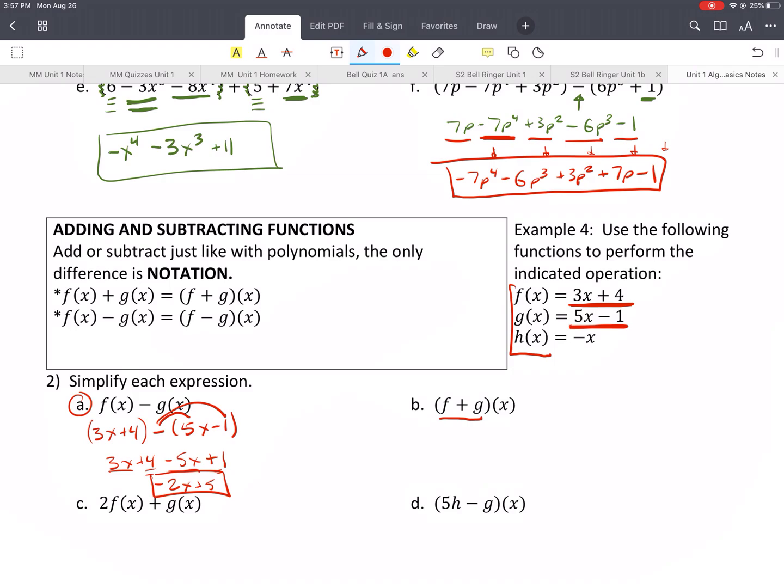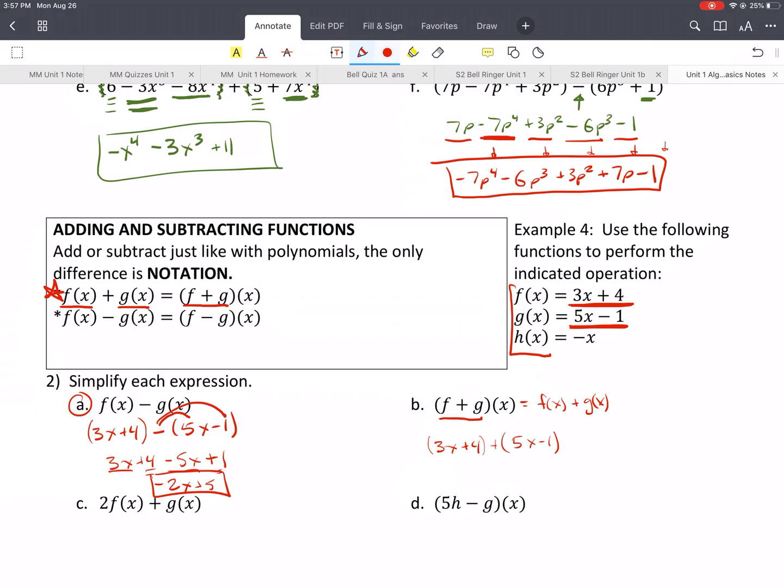Okay, well, if we look over here, whenever you have something like f plus g of x, it's the same thing as writing it down as f of x plus g of x. Okay, so we could write this if we wanted to right here and say f of x plus g of x. You wouldn't need to write that if you just realize that that's the same. So here you can write down f of x is 3x plus 4, and then we're going to add that to g of x, 5x minus 1.